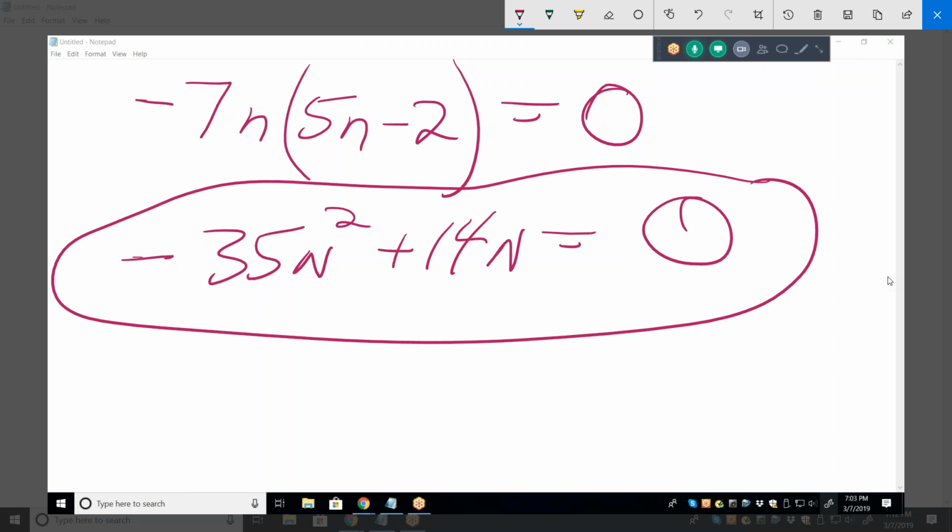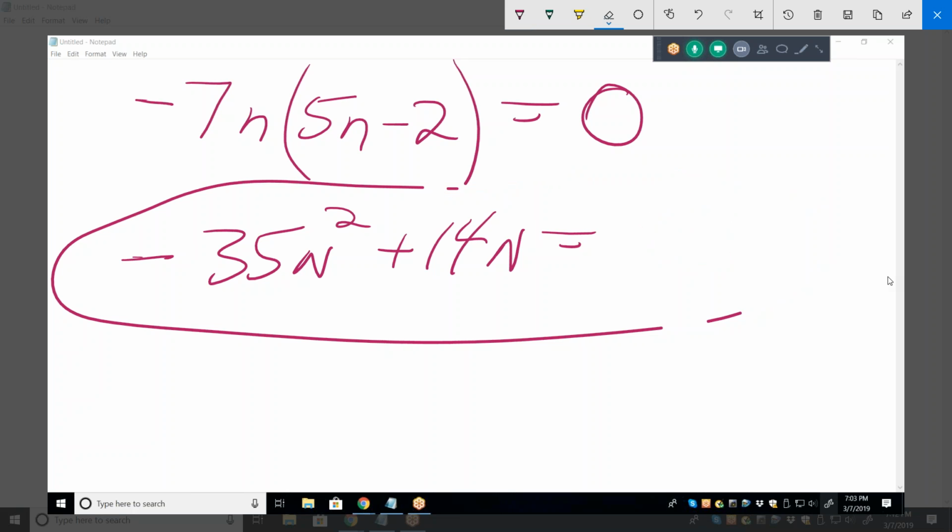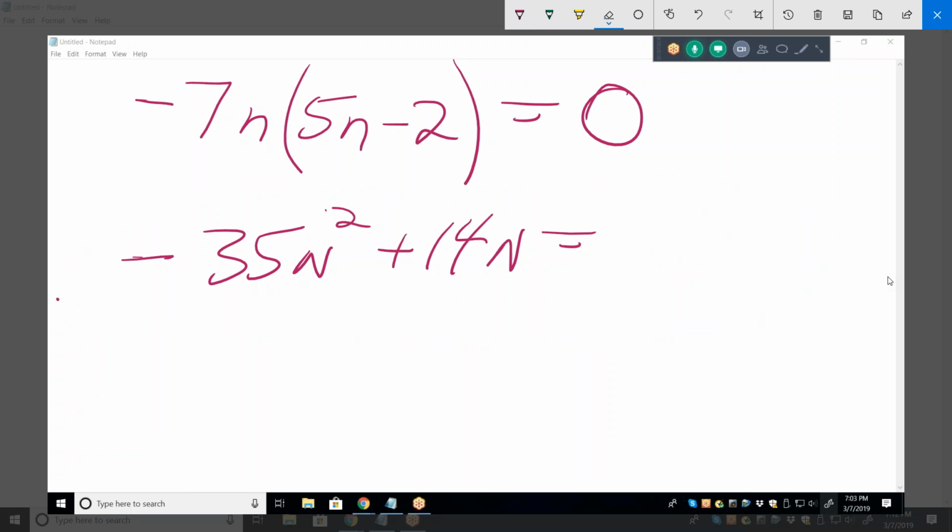Right. Well, that's the way they gave us the problem, as it's already been factored. So we don't have to distribute it. We have 2 things multiplied together that are equal to 0. What does that mean?